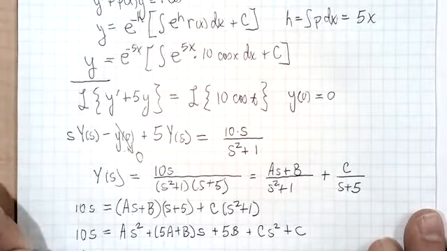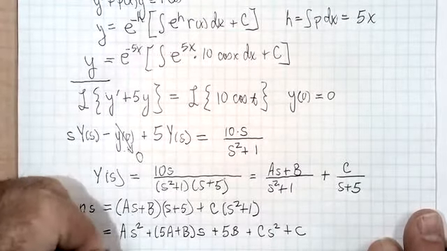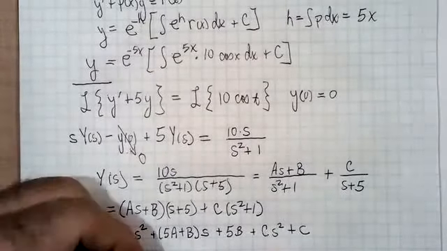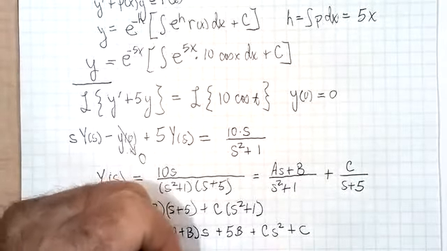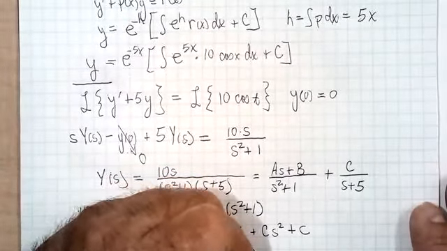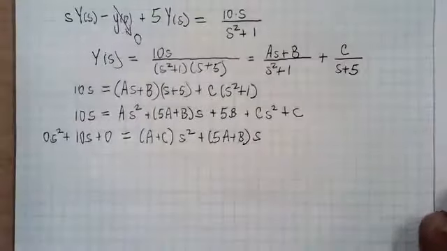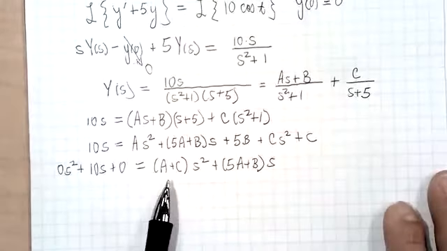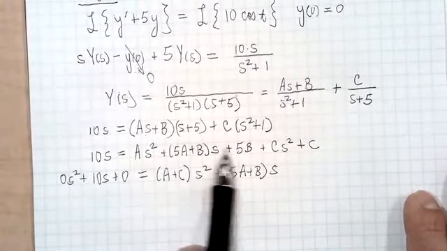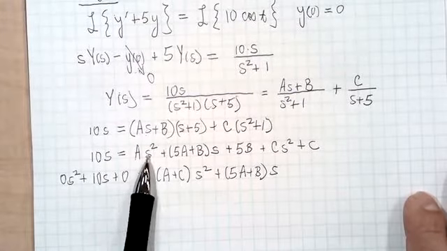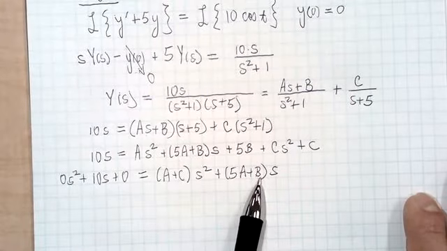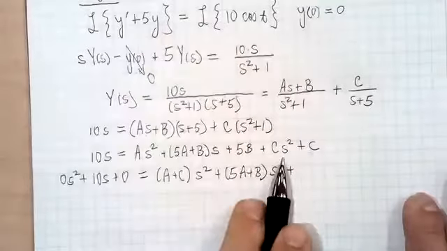And if you gather up all the like terms and spell everything out, you get this equation, 0s squared plus 10s plus 0 equals, now those two go together, a plus c s squared plus 5a plus b. Oh, sorry. So what I'm doing here, I'm just multiplying this out, gathering up like terms. So I've got an a and a c as coefficients on s squared, a plus c s squared, 5a plus b times s, and then constants are 5b plus c.